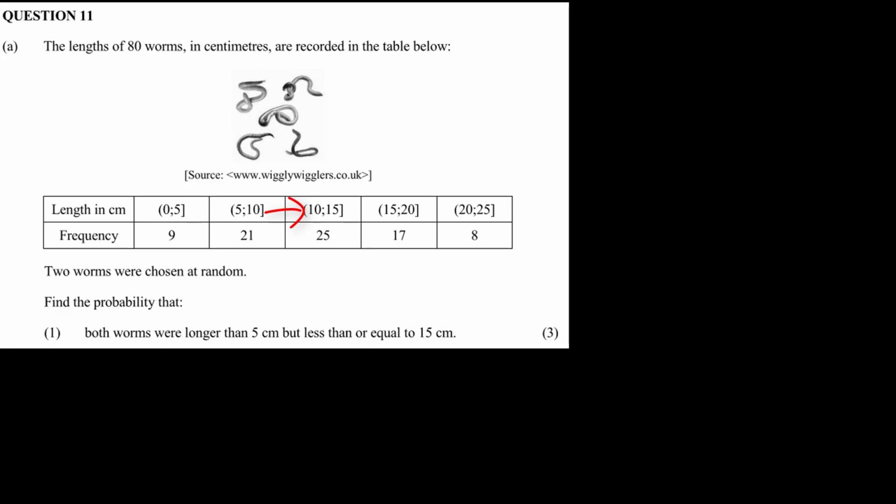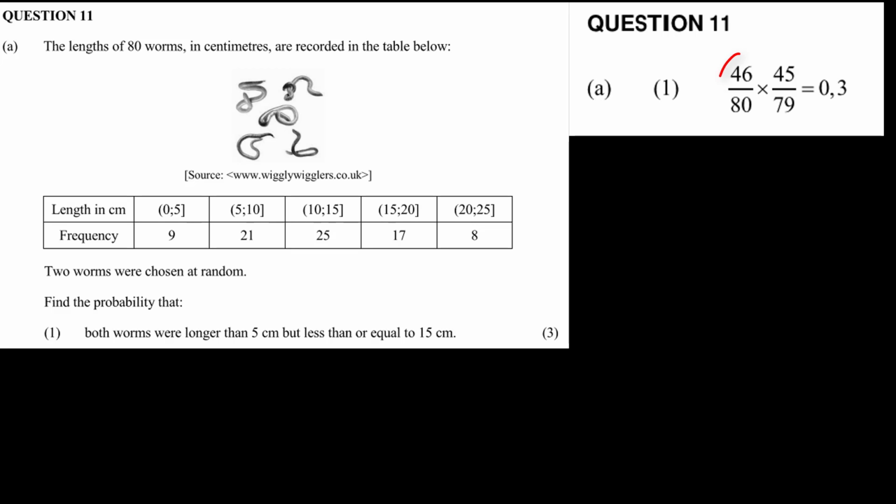For example, the third boundary is greater than 10 and less than or equal to 15. And the total number of worms to pick from is 9 plus 21 plus 25 plus 17 plus 8, which is 80. We're looking for the probability of the worms being longer than 5 and less than or equal to 15. So that is 21 plus 25, and the chance of picking the first worm then is 46 over 80.